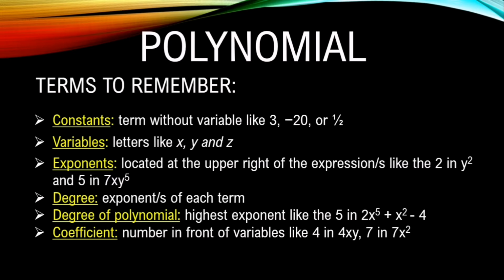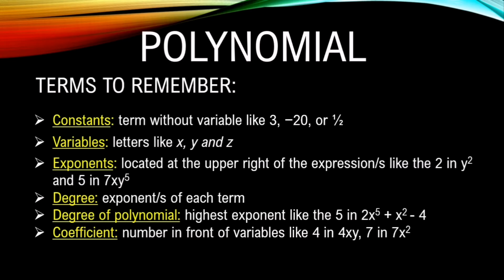Fifth is the degree of polynomial. This is the highest exponent, like the 5 in 2x to the power of 5 plus x squared minus 4. If you observe 2x to the power of 5 plus x squared minus 4, there are two exponents. We have 5 and 2. Now between 5 and 2, which is the highest exponent? 5. So 5 is the degree of polynomial.